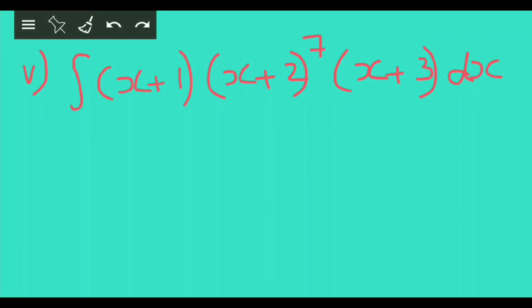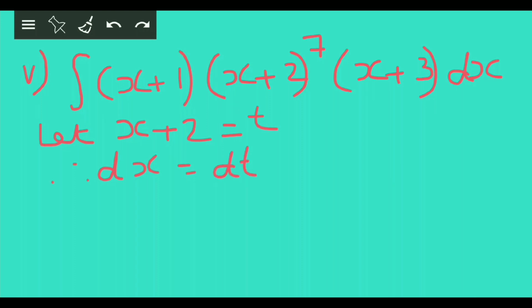The fifth sum, the question is x plus 1, x plus 2 raised to 7, x plus 3, and we have to find the integral of this particular function. Now just observe how substitution is done over here. We write like this, let x plus 2 is equal to t. When we differentiate, x becomes just 1, and 2 becomes 0. So 1 dx, or rather only dx, on the RHS it is dt by dx. So dx we bring to the LHS. So 1 into dx, that is dx, is equal to dt.